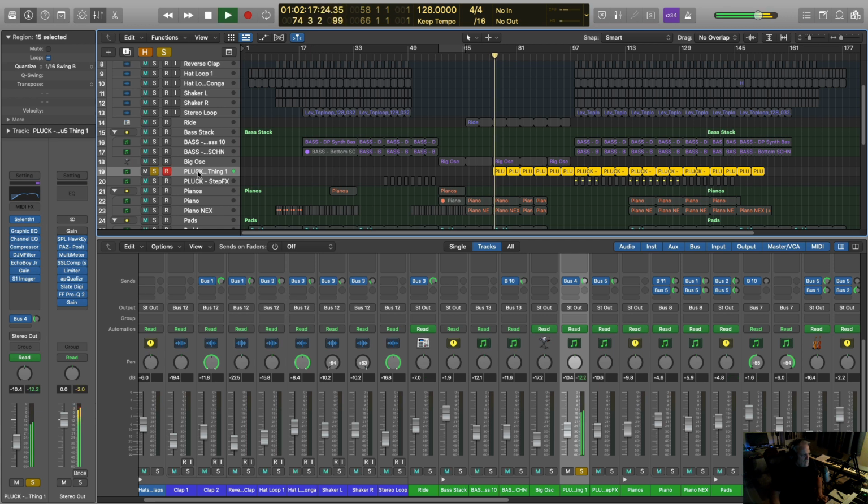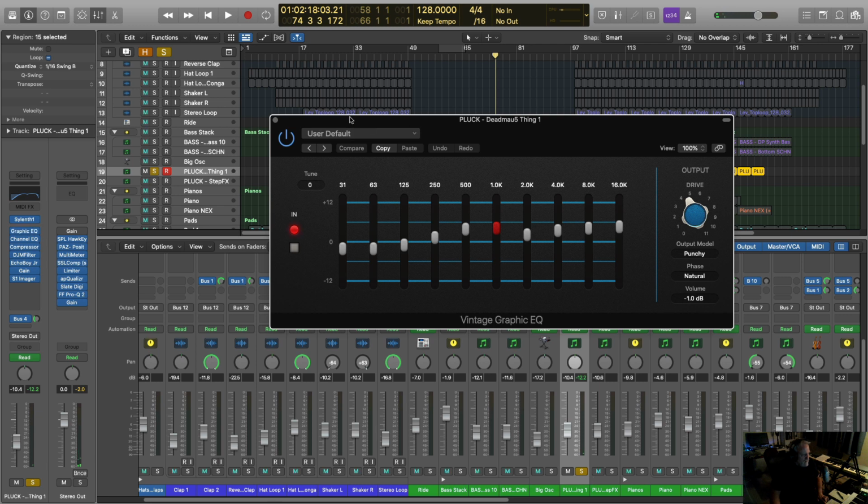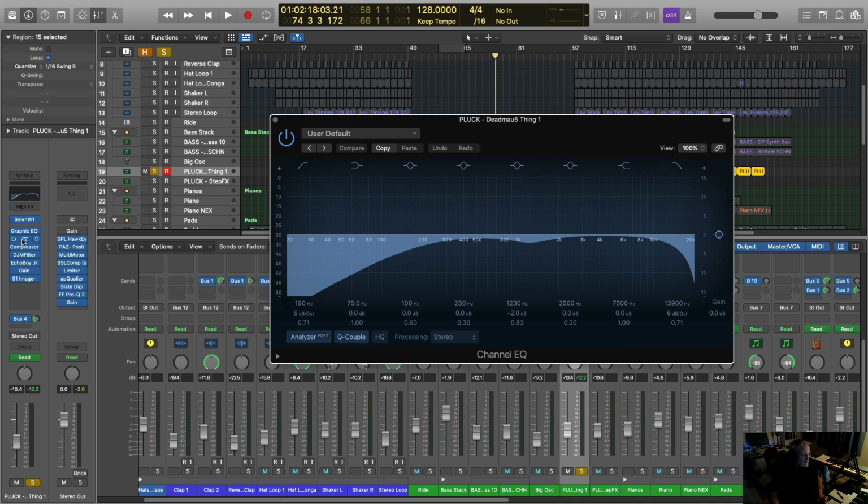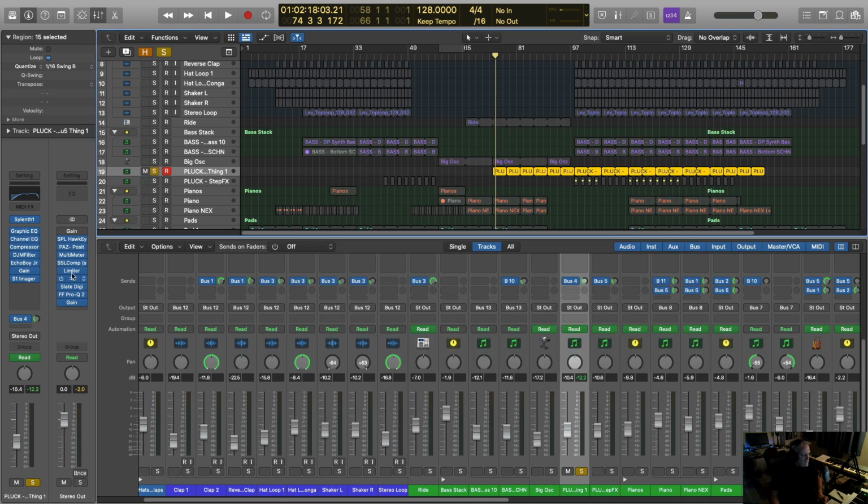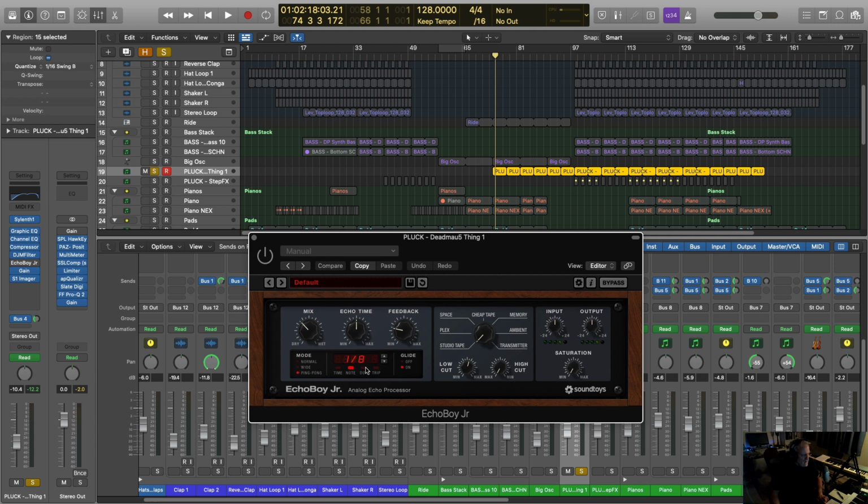That's the way it sounds. Now on this pluck, I've got a graphic EQ, which is a stock Logic vintage graphic EQ. And I've got a little bit of reductive EQ on here, trying to get rid of some of the problem frequencies. Then I did not use this DGM filter. It's still on there. I was going to use it. I may still. And then what gives it its slap is this Echo Boy. I've got it set to straight 1/8, not dotted or anything. Ping pong. Studio tape setting.